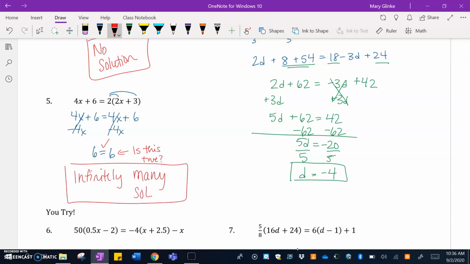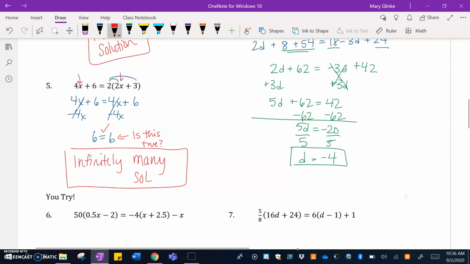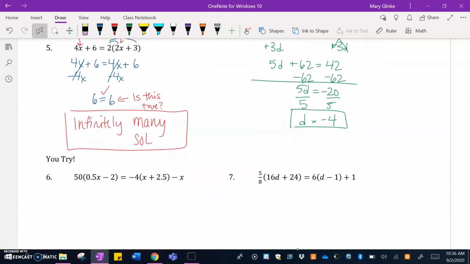What that means is if I plug 1 into the original equation for x, I'm going to get a true statement. If I plug in 0, I'm going to get a true statement. If I plug in -1, everything I plug in is going to be true. So there's infinitely many solutions. You might have heard it called all real numbers.